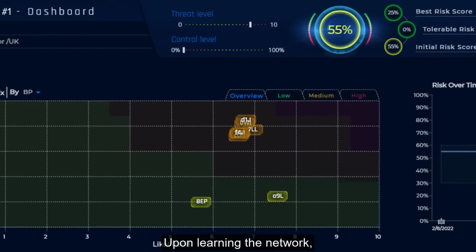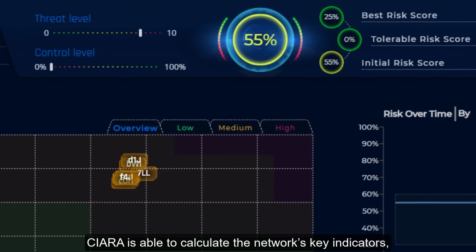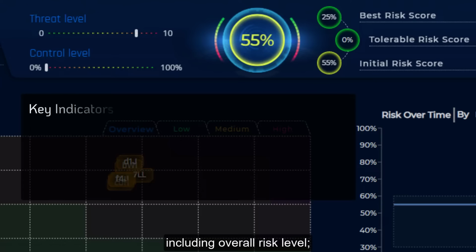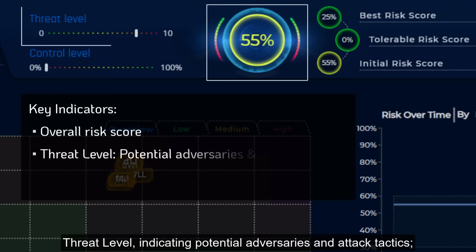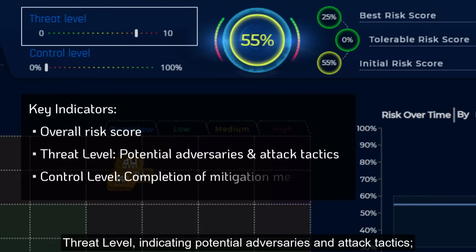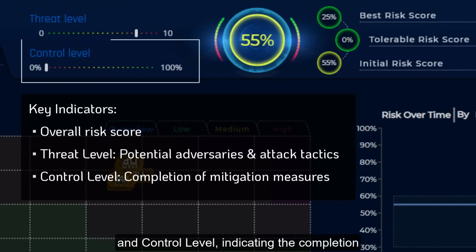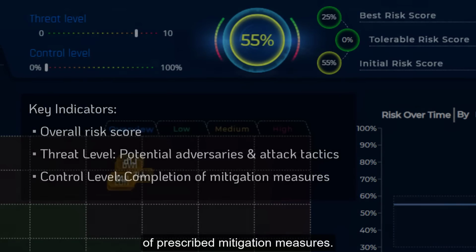Upon learning the network, CIARA is able to calculate the network's key indicators, including overall risk level, threat level, indicating potential adversaries and attack tactics, and control level, indicating the completion of prescribed mitigation measures.